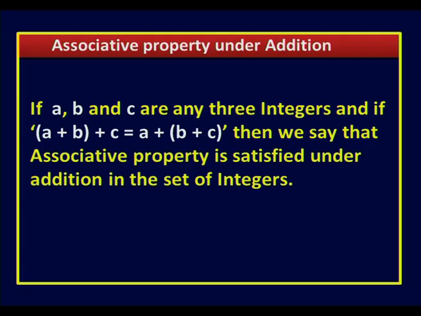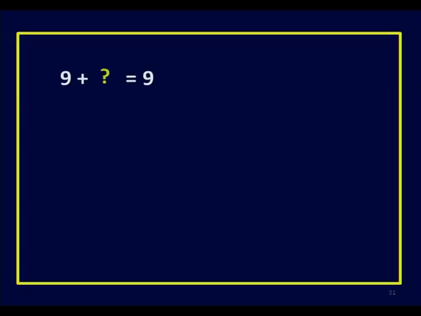Let us move on to the next property, children, now. Let us consider an example here. So, children, 9 plus what number or what integer gives back 9? Can you guess the number, children, here? Yes, you are absolutely right, children. It is 0. That means, when we add 0 to 9, you get back 9. Let us take another example, children. Minus 5 plus which integer gives you again minus 5? Can you find out that integer, children? You are right once again, children. It is again 0.